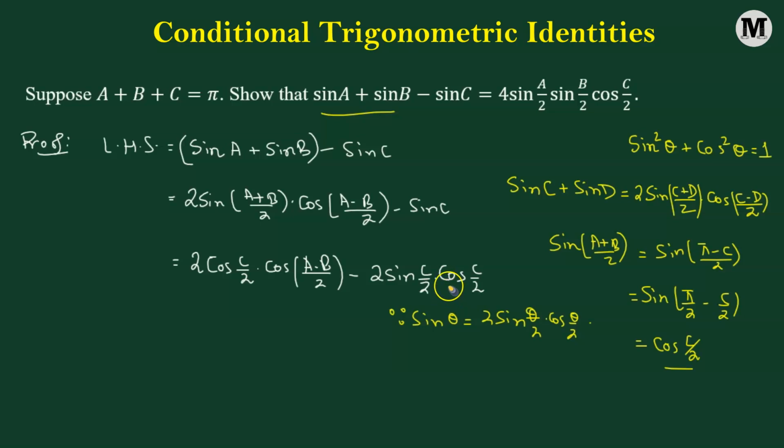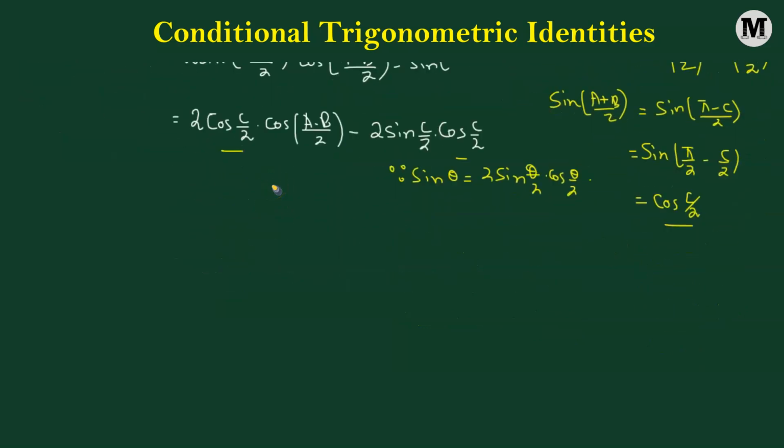Now why did we make this transformation? Because in doing so, we can see here that we can take 2 times cosine c over 2 as the common factor, and we need cosine c over 2. So this is going to be extremely helpful. Now what we'll do, we're going to take 2 times cosine of the angle c over 2 as the common factor from both of the two terms.